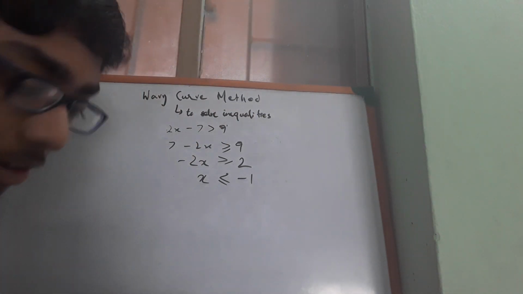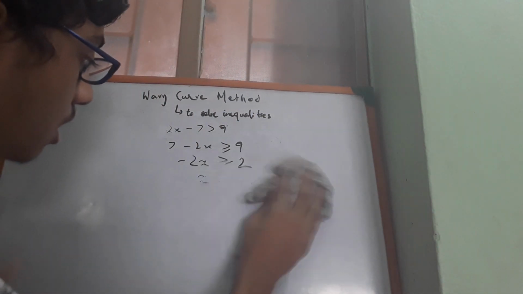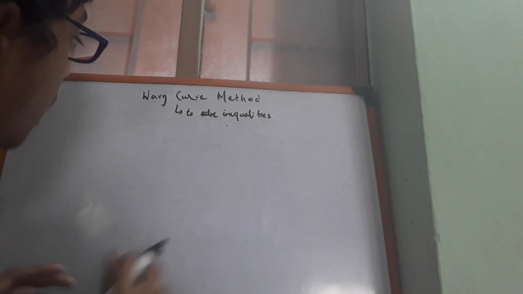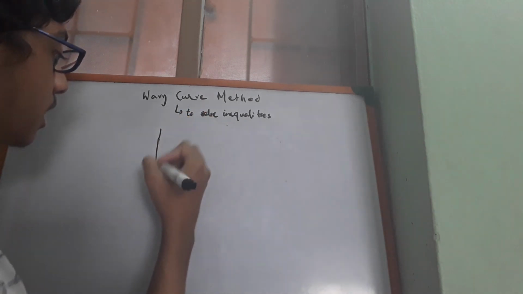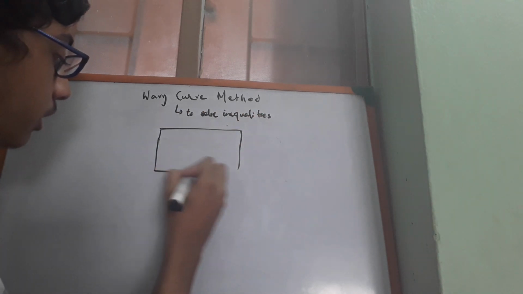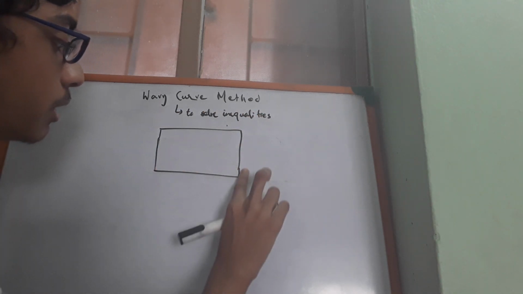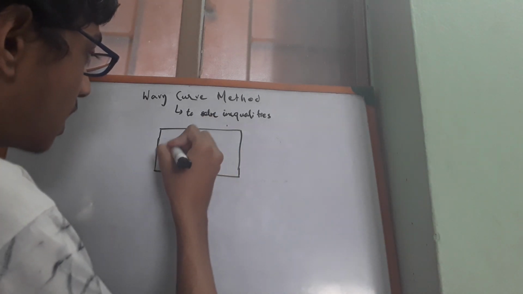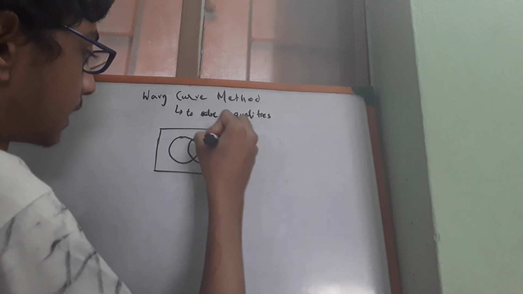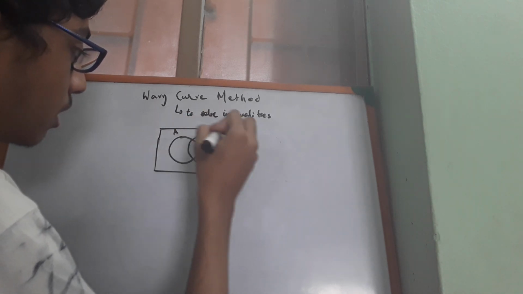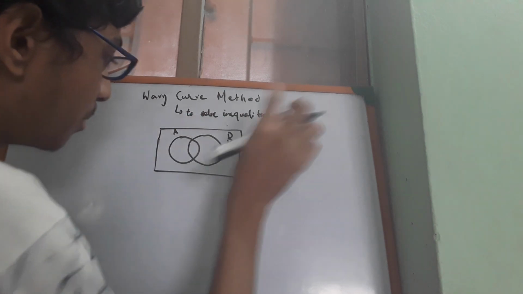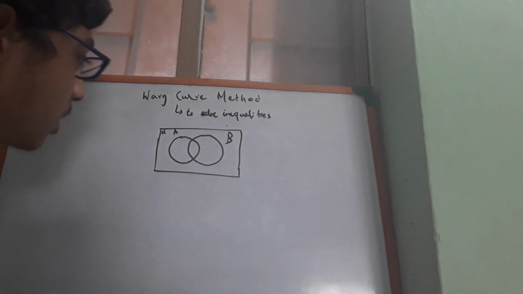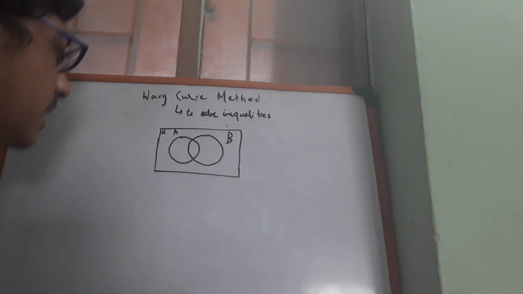Before we move on to the wavy curve method, I'd like to give you one simple idea. I hope you know the basics of sets, which is a very important and interesting concept in mathematics. So let's say this is the universal set. I'm not going into the details of sets. Just assume that there are two sets A and B. This first circle is set A, and this is set B, inside another rectangular set, which is usually called the universal set. You don't need to know the concept now. There are many concepts: universal set, null set.